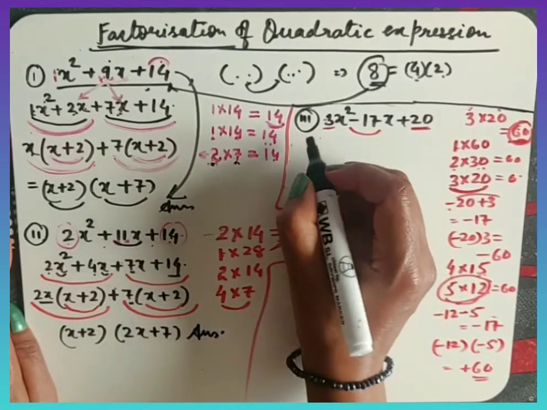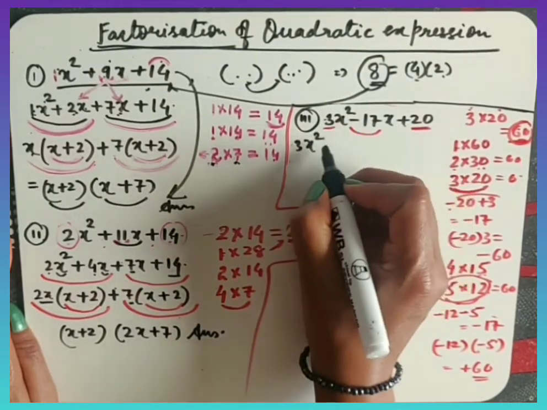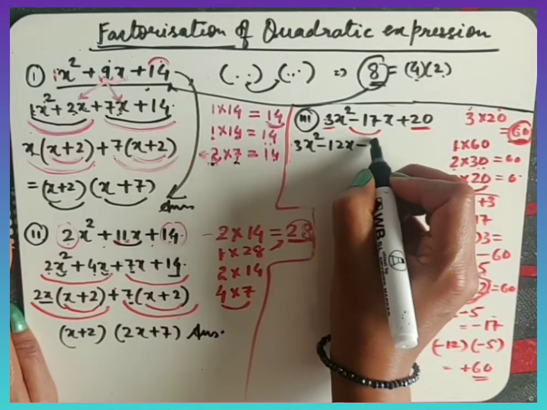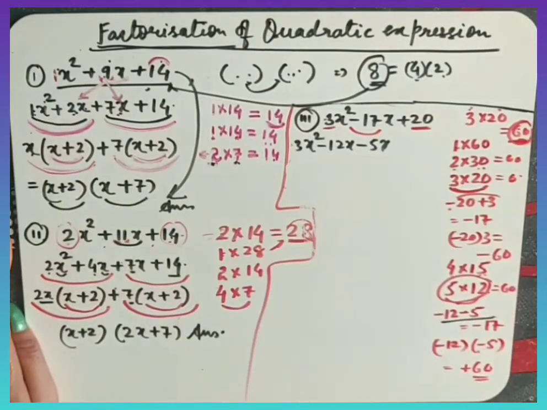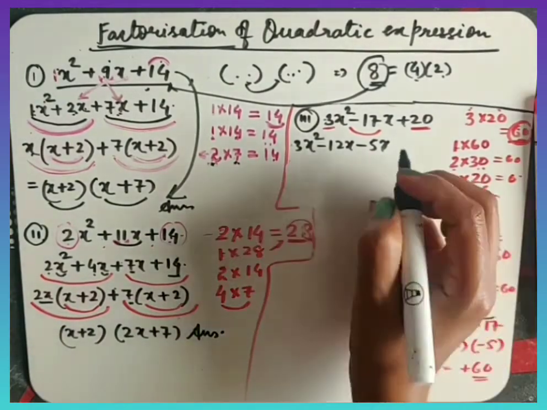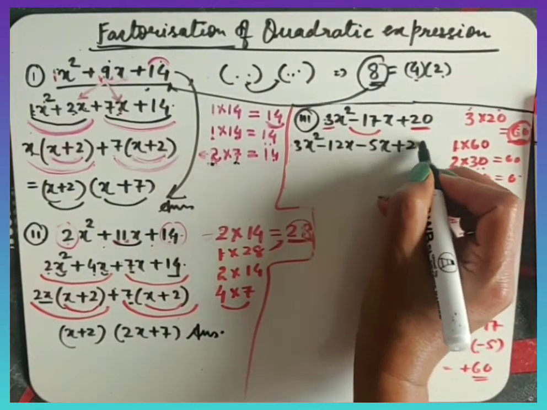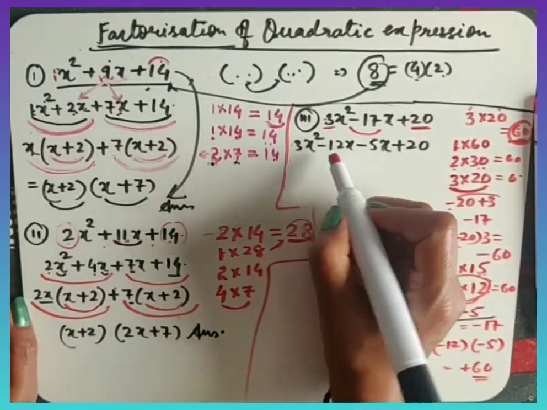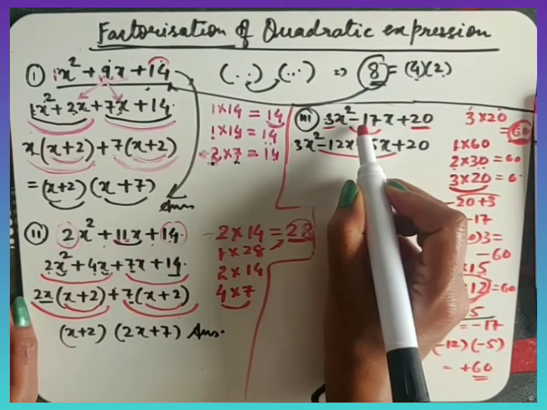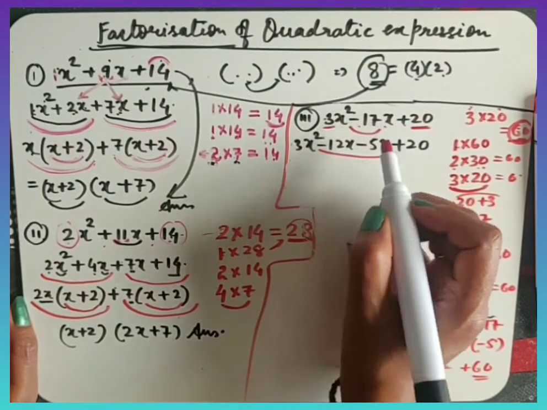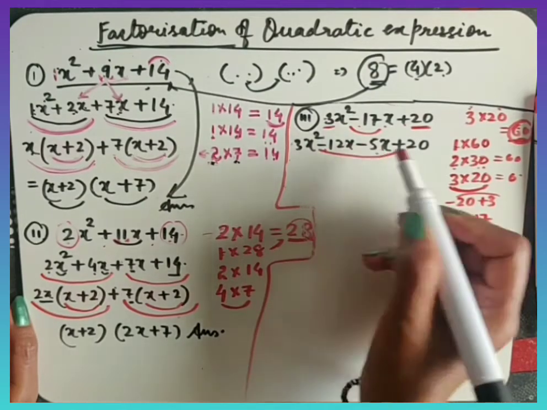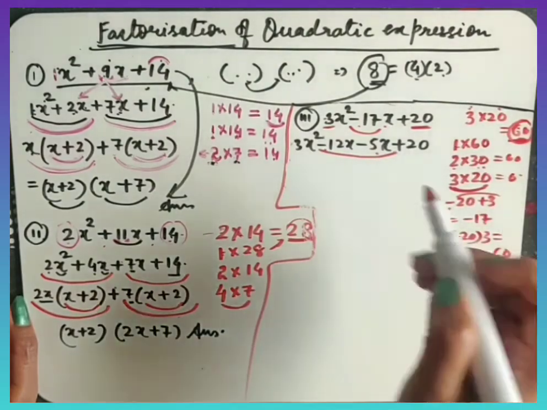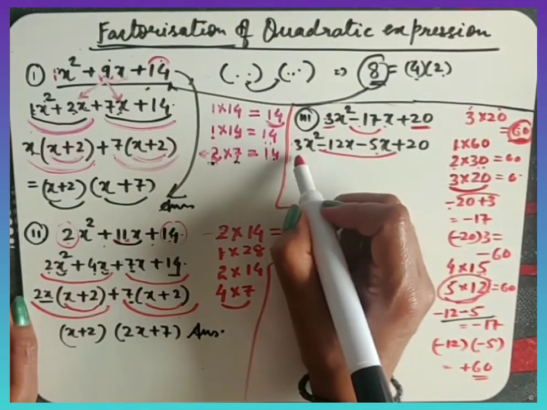So arrange this here: 3x square minus 12x and minus 5x plus 20. Now see that minus 12x and minus 5x will give you minus 17x, and minus 12 multiplied by minus 5 will give you plus 60. This way we need to break this minus 17 into these two terms.